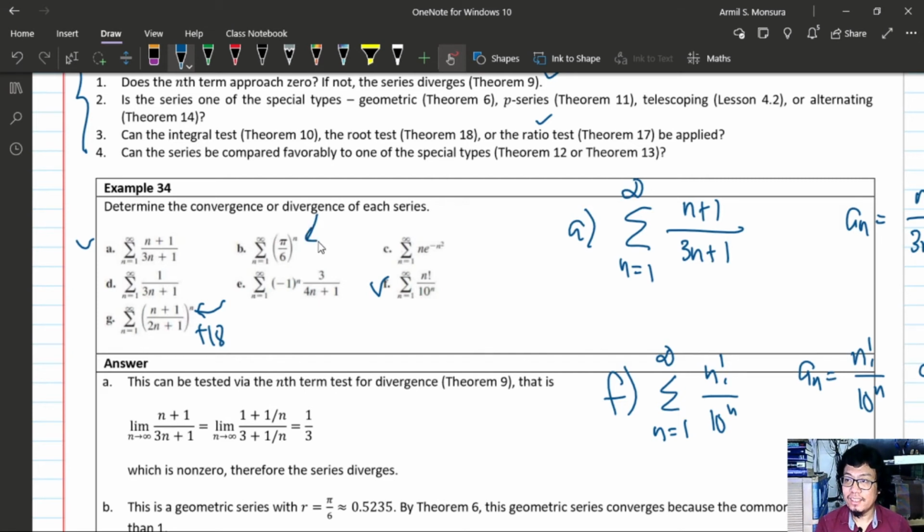For letter B, this is a geometric series. And you might be thinking, can we also apply the root test here? No. Before you apply the root test, you apply the test for geometric series. You apply the root test if the form is something like n raised to n. But if it is something like a constant raised to n, try to look if the series is a geometric series, because more or less a series that has this form is a geometric series. So let me look at letter C.